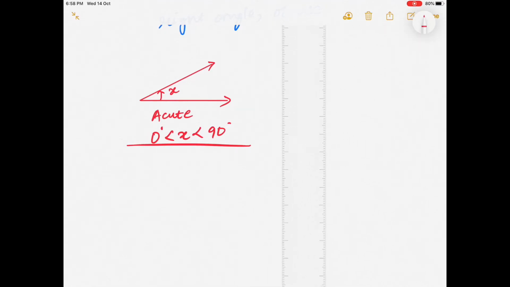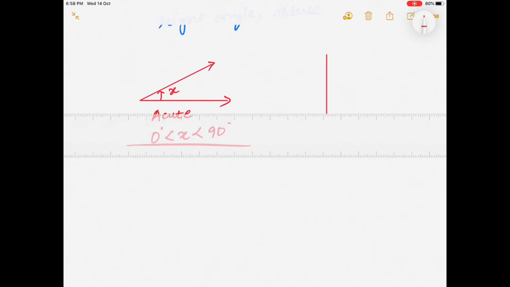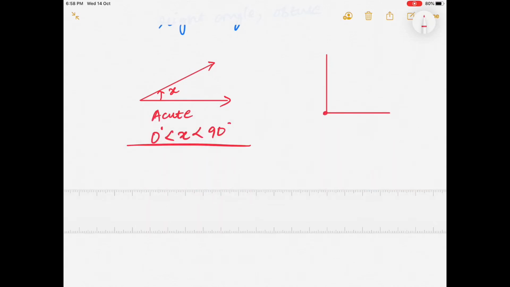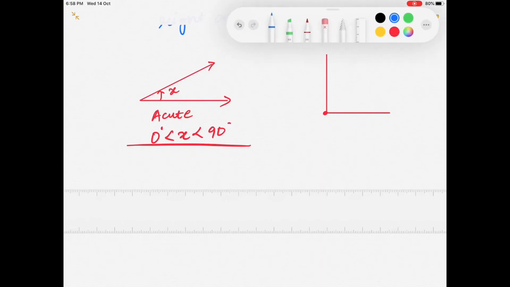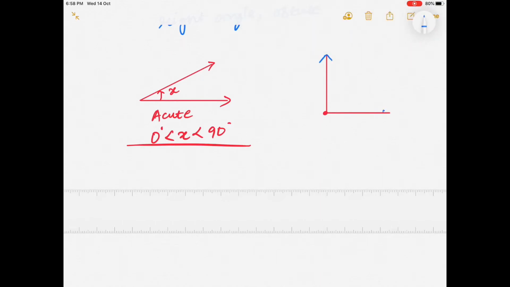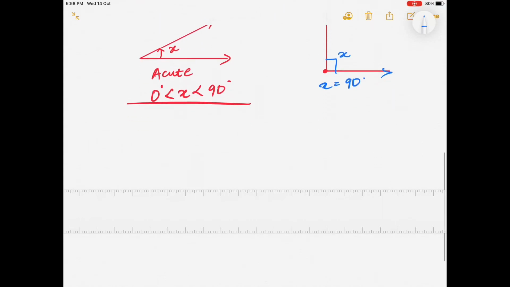Now let's take another example and draw a ray like this and a ray like this. Now this is our vertex, this is our originating point of these two rays. Now this angle x is called as right angle. Why is it a right angle? Because it is forming 90 degree. 90 degree is called as right angle.